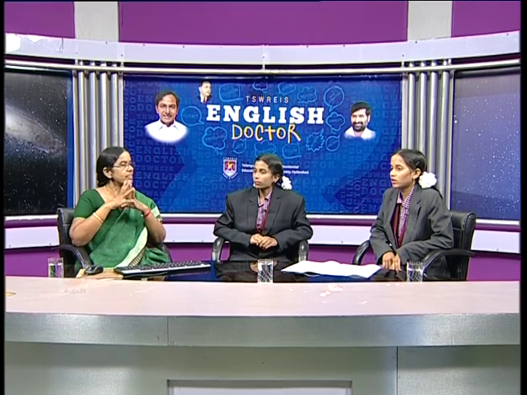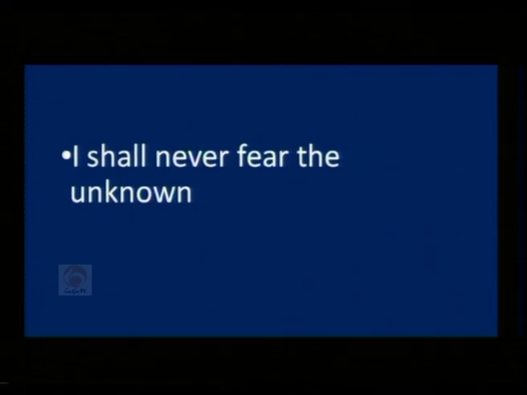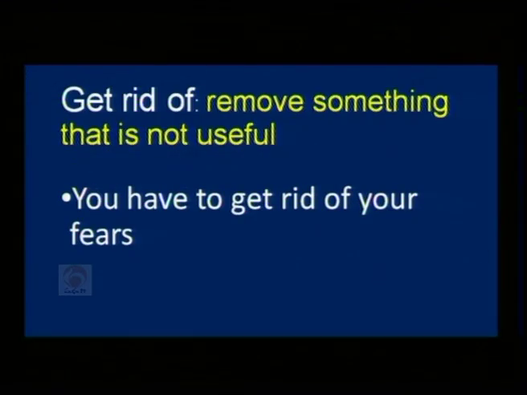First of all, now here we are going to use actually 4 phrasal verbs which have get in them, right? Can you read them? Get rid of, get along, get on with, get over. Now these pharaohs have to get rid of their fears because our 9th commandment says, I shall never fear the unknown. What do you mean by get rid of? Remove something that is not useful to you, okay? So fear is not useful here. That's why you need to remove your fear, that is get rid of your fears. So can you read that example? You have to get rid of your fears.